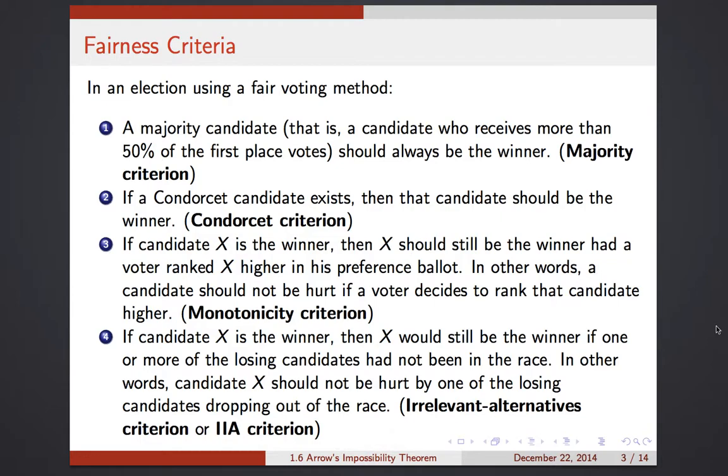The last criterion, called the irrelevant alternatives criterion, says that a winner should not be hurt if one of the losers drops out. Okay, so if candidate X wins, then X should still win if one or more of the losing candidates had not been in the race or they drop out. However you want to read that.